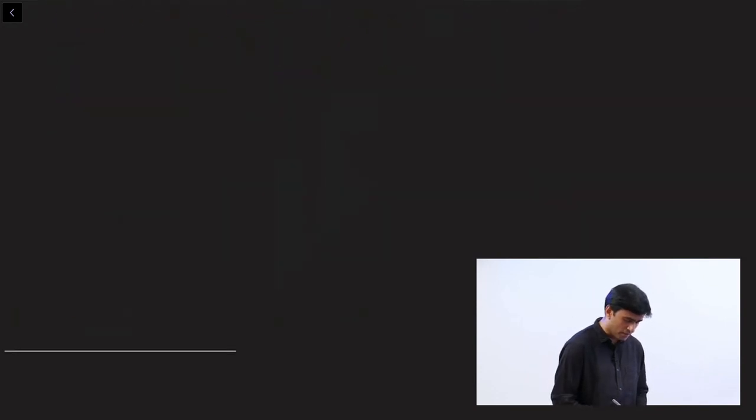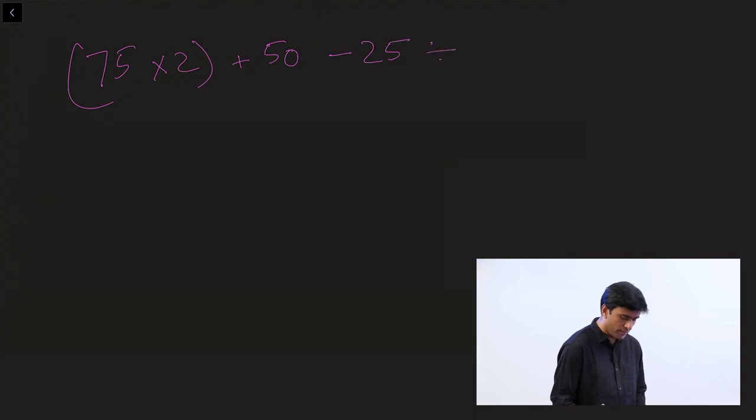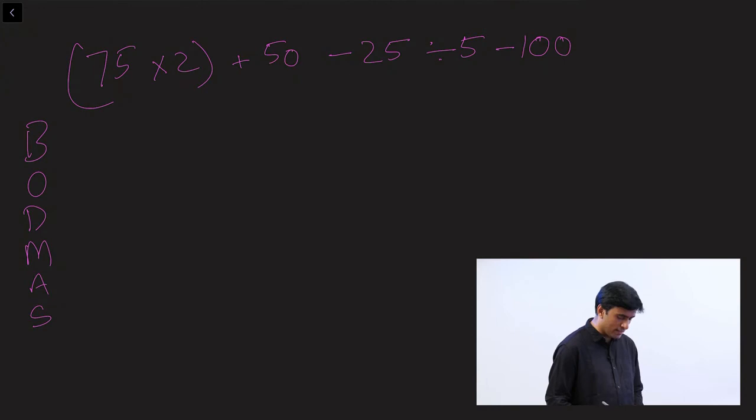Here's your expression. 75 into 2 plus 50 minus 25 divided by 5 minus 100. How can we solve this? Look at this. You have brackets, you have multiplication, you have addition, you have division, and you have subtraction. So remember, according to BODMAS, the first thing that comes is brackets. So let's solve the brackets.